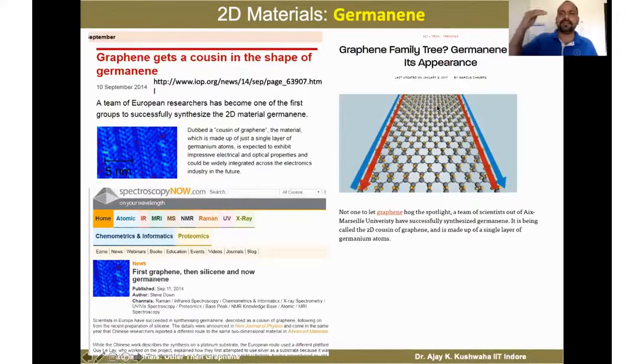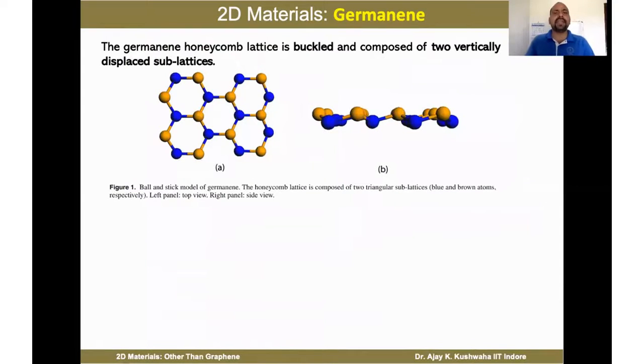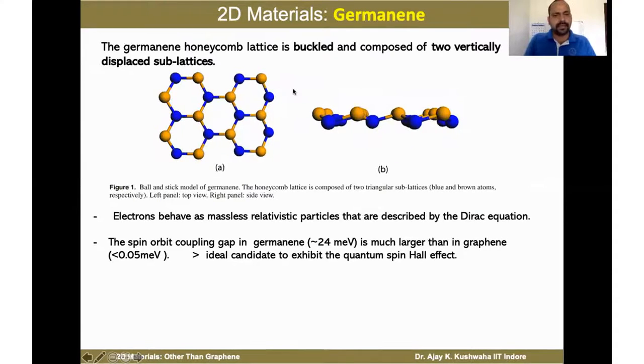So basically, they are saying the carbon atom, the silicon, then germanium. So it's a family tree. The structure is again similar to what we have seen in silicene. The germanium honeycomb lattice is buckled and composed of two vertically displaced sublattices. So again, one atom is up and one is down, as you can see in figure B. A similar structure as we have seen in silicene. Here again, the structure is a monolayer, therefore the confinement of electrons is there, and we observe the direct bandgap.